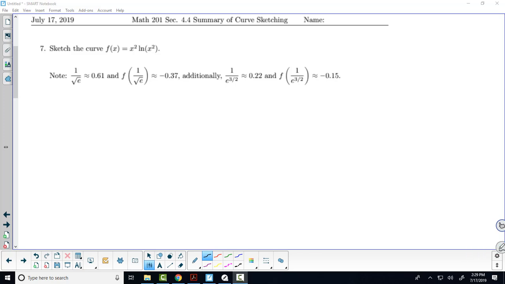Okay, folks, so I want to graph one more of these. This is number 7 in the curve sketching section, section 4.4. And we're looking at the graph of this function right here. There'll be some curious points to this.